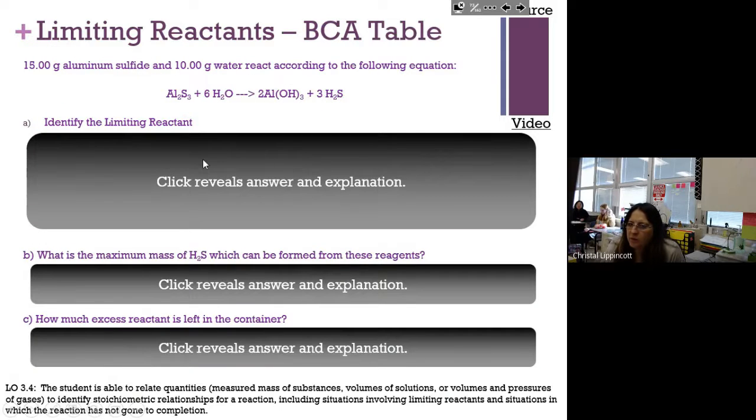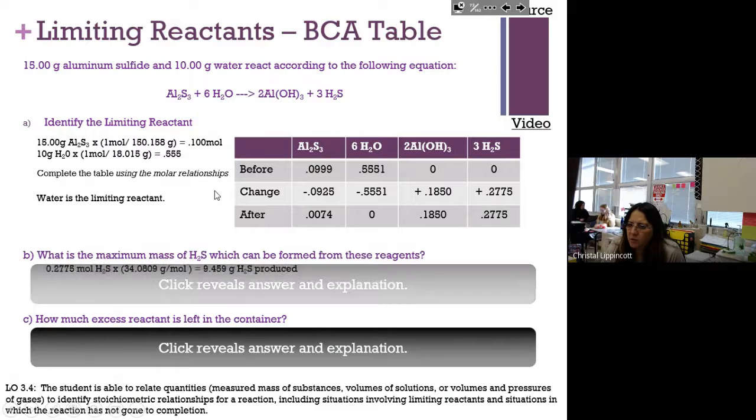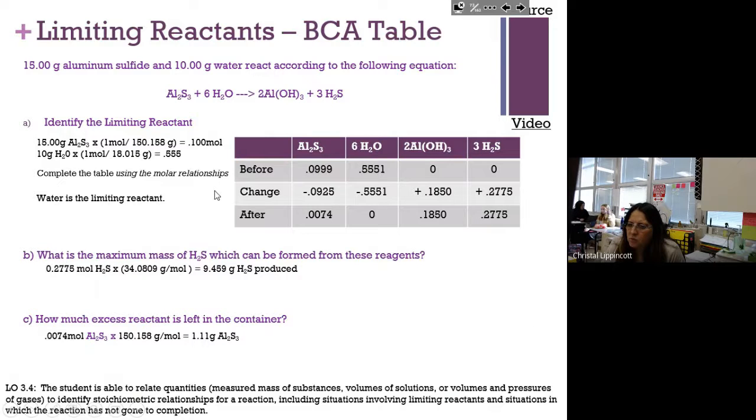We've got 15 grams of aluminum sulfide and water reacting. Oh, that was the same equation. So this is the BCA table method of doing it, and you come up with the same answers. Good. This is my preferred method.